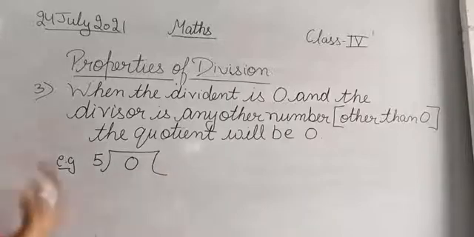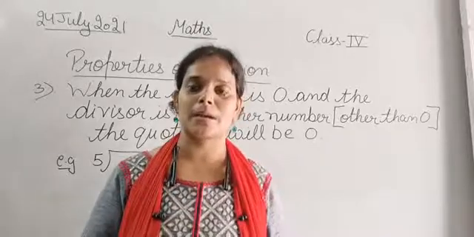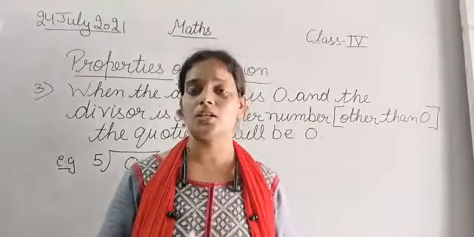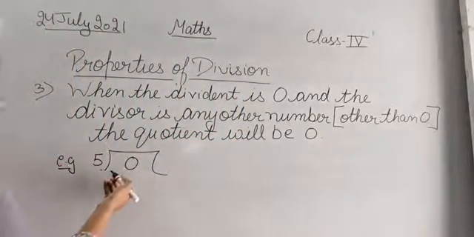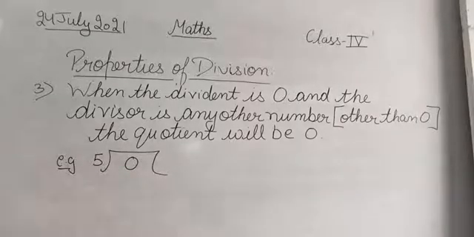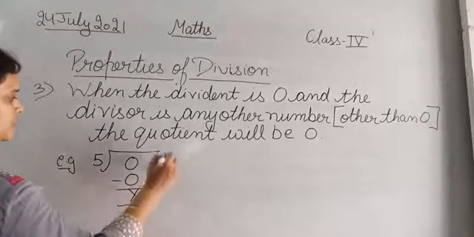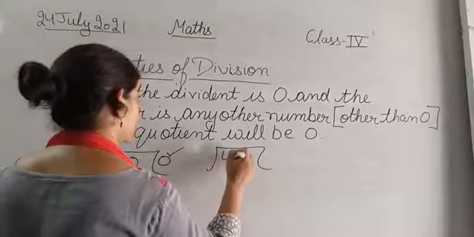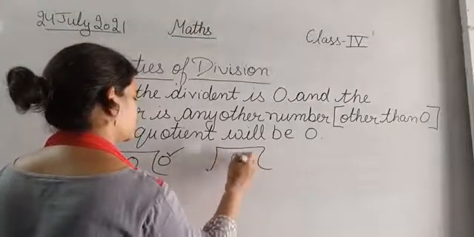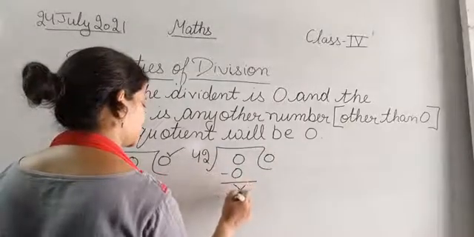So if we divide any number or if we multiply any number with 0, the answer, the product in multiplication and the quotient in division, will always be 0. So if we divide 0 by 5, the quotient will always be 0. So 5 zeros are 0, 0 minus 0, nothing is left. So the quotient is 0. Suppose you have to divide 0 with 42. 42 zeros are 0, 0 minus 0, nothing is left.